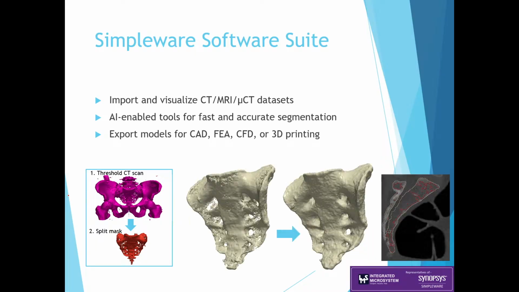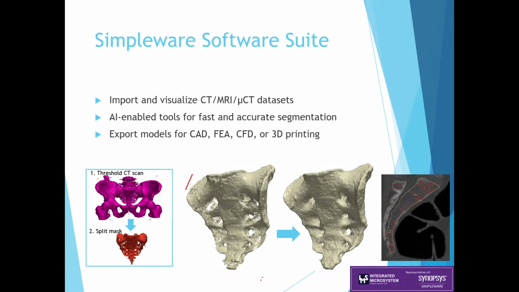So Synopsys Simpleware has AI-enabled segmentation tools. It has certain optimization algorithms with which we can directly reduce the noise present in the data set. You can see a sacrum example right in front of us, where we had done a normal threshold-based segmentation. We selected the threshold range, I think, around 200 to 3071 for this data.